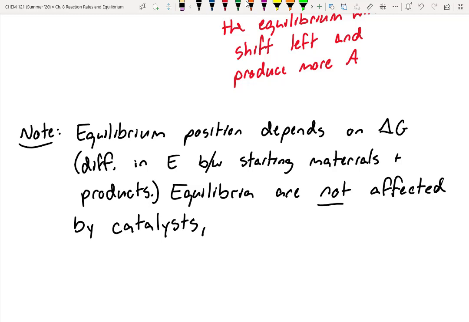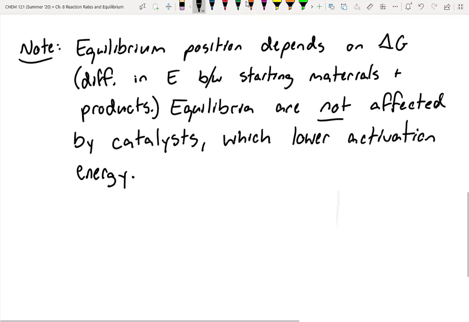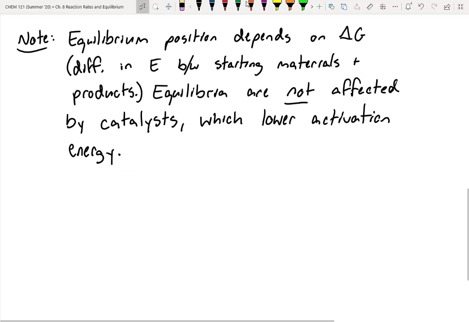By catalysts which lower activation energy. All right, and this is something that a lot of students have problems with, where they're like, well, if we're impacting activation energy, wouldn't that impact the reaction rates for going from one side of the reaction to the other? Well, yes, you are right there.